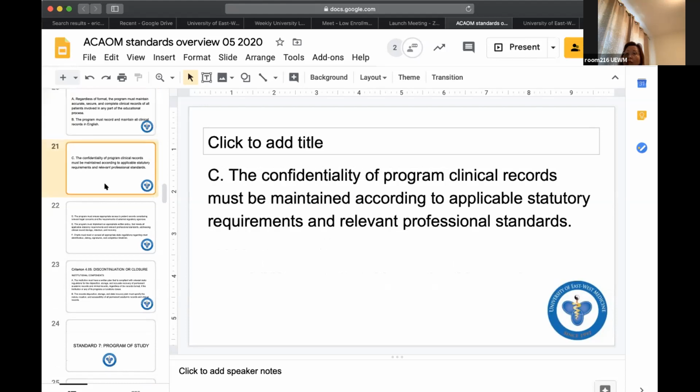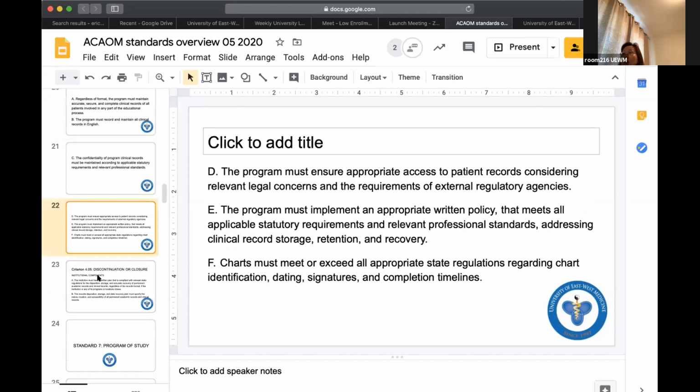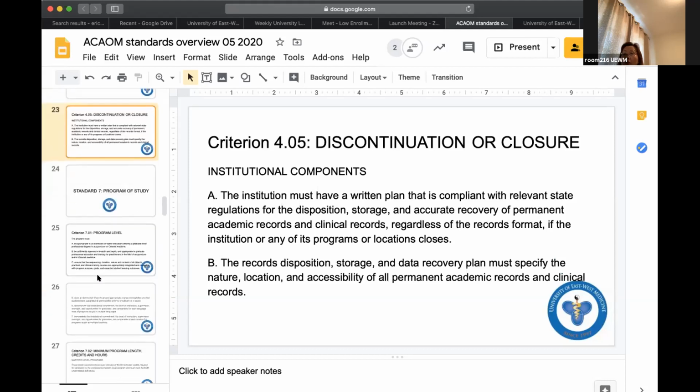Thank you. Number 21, it's all about clinical records. Can we go to 23? This is about how we dispose and store these records. As we know, our academic records we keep for at least 5 years. After 5 years, then we dispose of these records. Yes, this is pretty much our criterion standard.